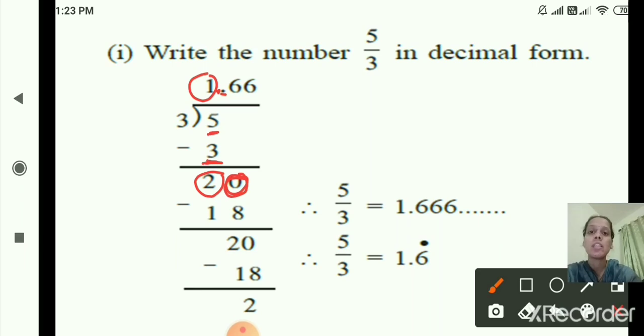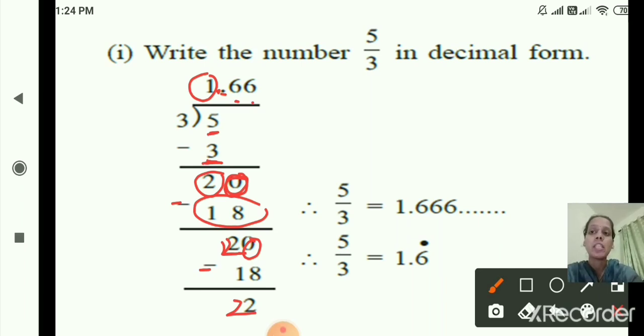Now this is 20. Now 20 you can divide by 3. 3 6s are 18, so I have written 18 here. Then 20 minus 18 is 2. Now again it is 2, which is not divisible by 3, so you will write 0 here, and again 3 6s are 18. Again we got 2, and if we put 0 again, it is again 3 6s are 18.